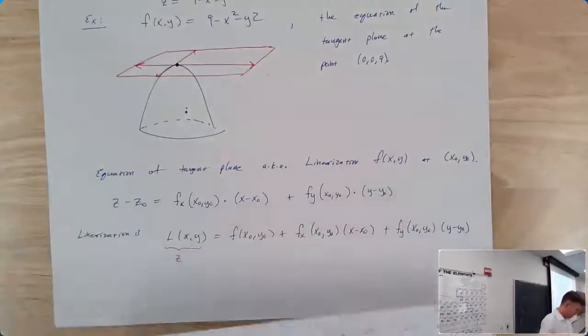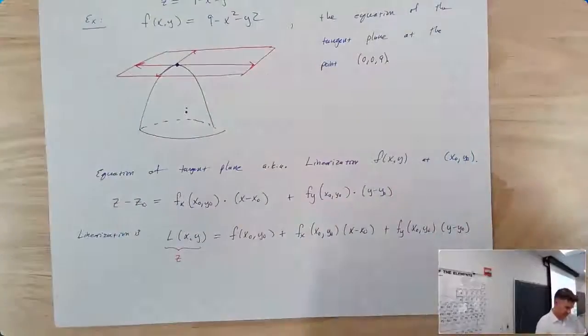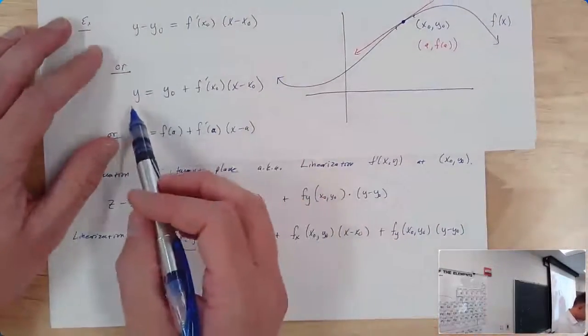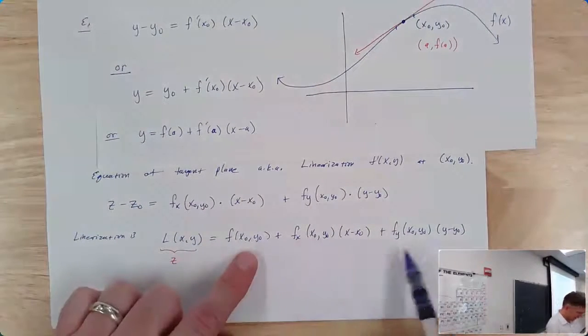It really looks a lot like... I didn't actually write down the linearization formula, I guess. Sorry. It looks a lot like this one here: y equals y naught plus f prime of x naught times x minus x naught, just with an added second piece here.